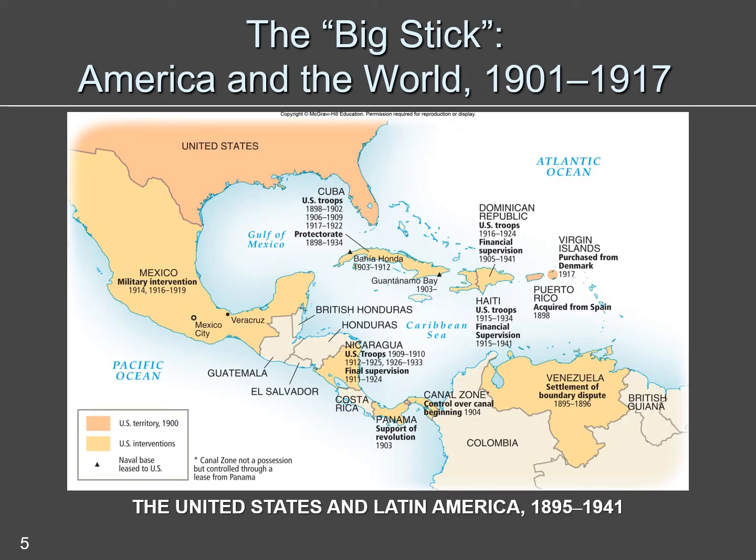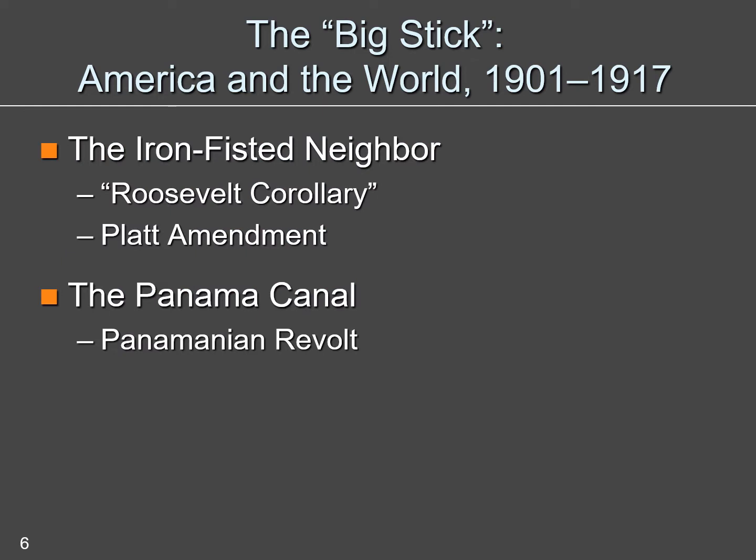Okay, here's a map of U.S. involvement in Latin America, Central America. And this epitomizes the big stick diplomacy. So if you look here in Cuba, the U.S. had sent troops at three different times. If you look at Haiti, you can see that the U.S. ran finances from 1915 to 1934, as well as financially supervised from 1915 to 1941. So that is the very definition of using the big stick when necessary.